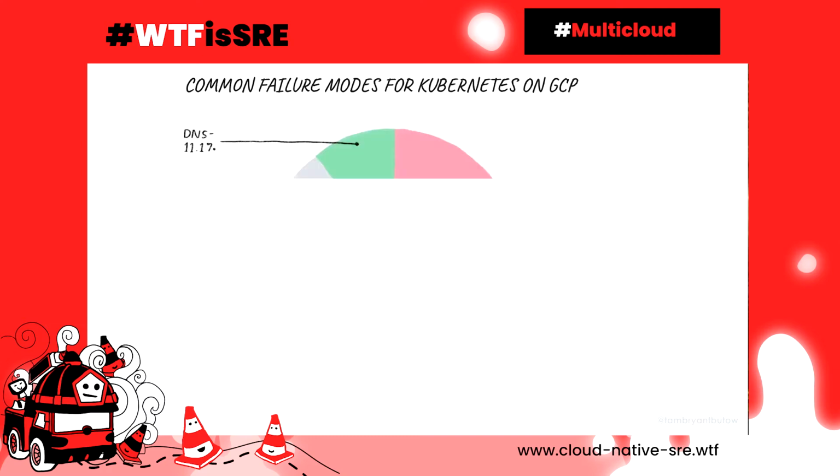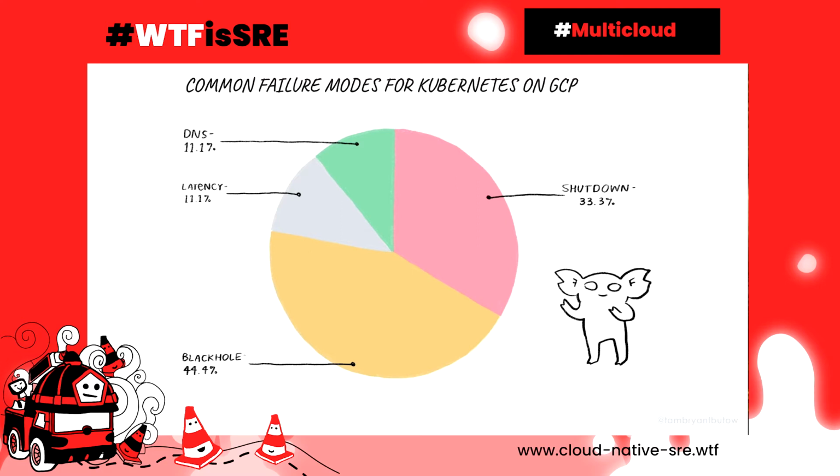Alrighty. So now let's look at the common failure modes for Kubernetes on GCP. This is really different, right? It looks super different to our AWS graph. You can see here the most common is black hole, so when things are unavailable, when they just disappear for a few seconds, for a few minutes. And then shutdown was the next most common. This is really different because with AWS, shutdown was a tiny percent, less than 10%, but here it's 33.3%, latency 11%, and DNS also around 11%.